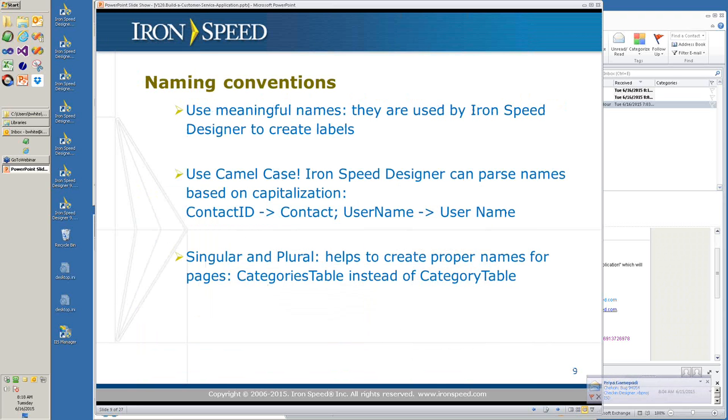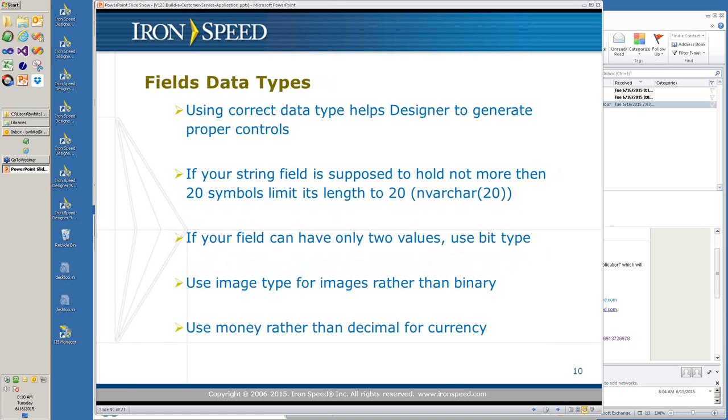Now, since IronSpeed Designer builds its application from your database, it's very important to use meaningful names in your database. You can use camel case, where you use upper and lower case, and IronSpeed Designer will parse the results. And it's important to try and be consistent in your use of singular and plural so that your application will be consistent. Also, your database field data types should match as closely as possible the data that they're actually representing.